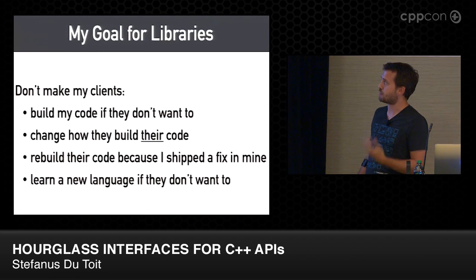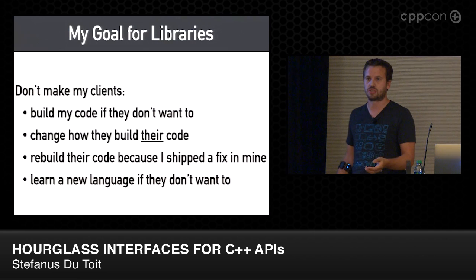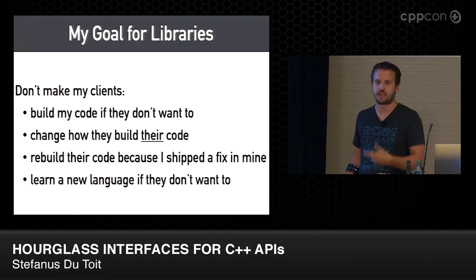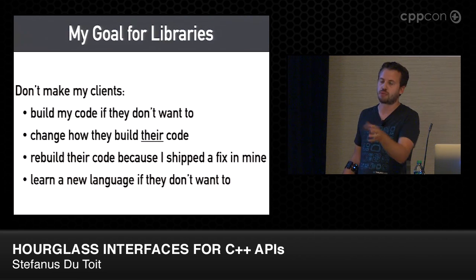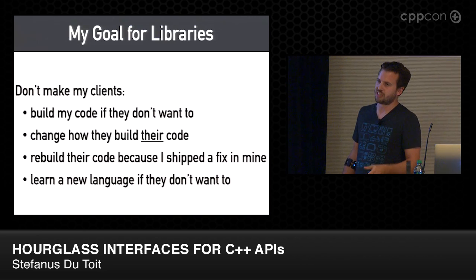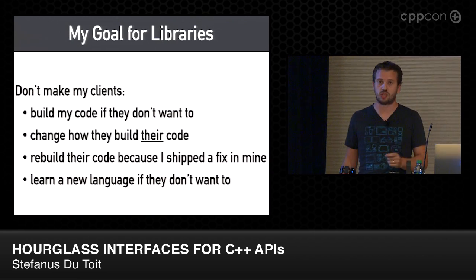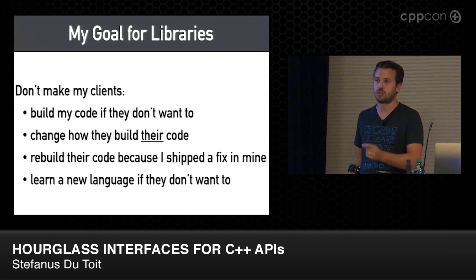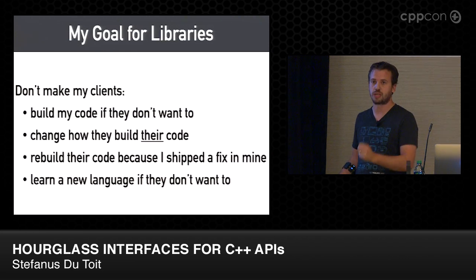I don't want to have to make my clients change how they build their code. Of course, they're going to have to make some changes just to pull in my library, but that should be it, right? It shouldn't be, oh, please pull in my library, but also please turn on exceptions and RTTI, and by the way, it doesn't work in release mode, so you're going to have to just build the bug from here on out. I hope that's okay. Not so great. I really, really don't want them to have to rebuild their code because I shipped a fix, right?